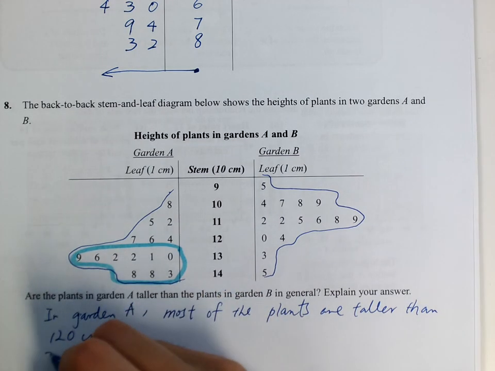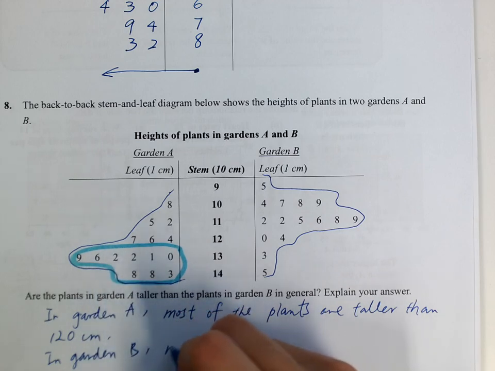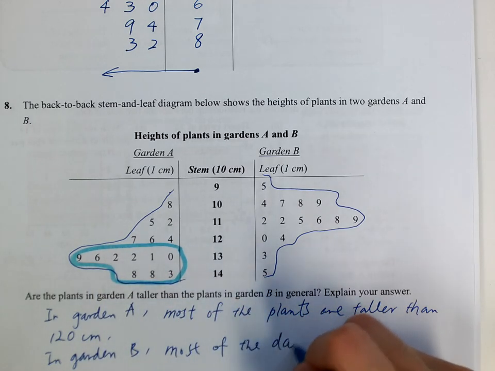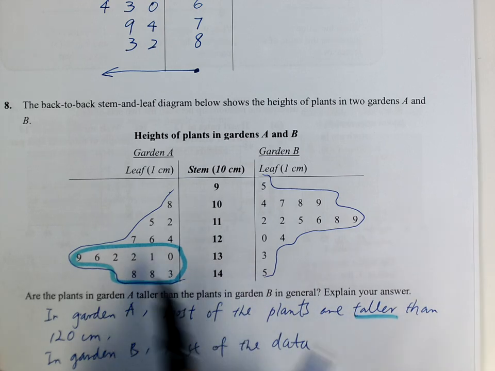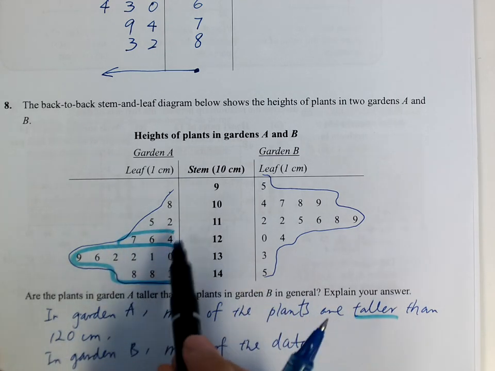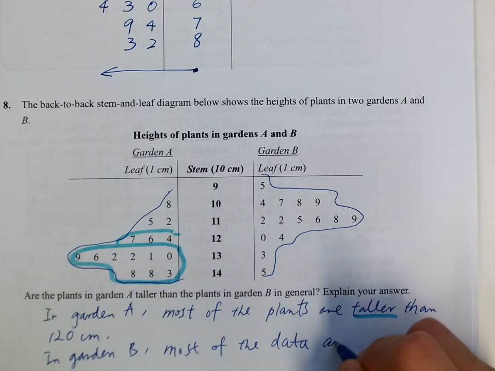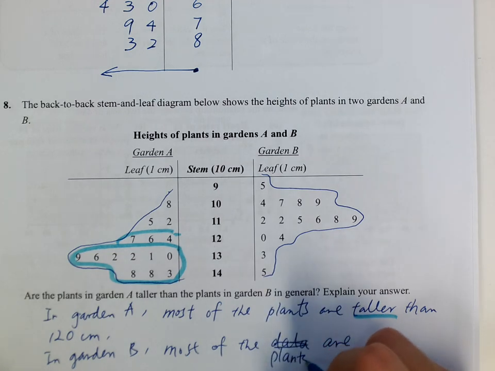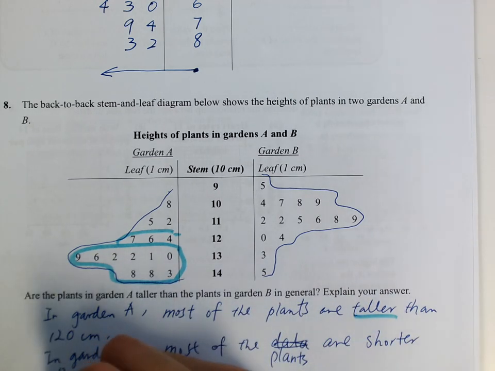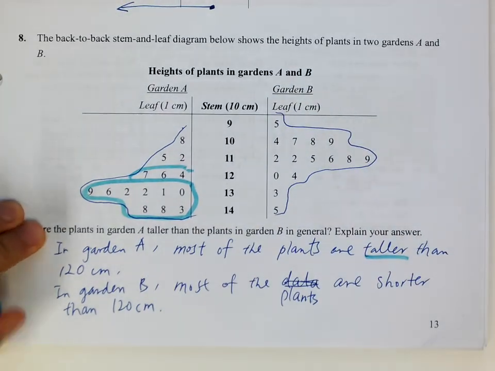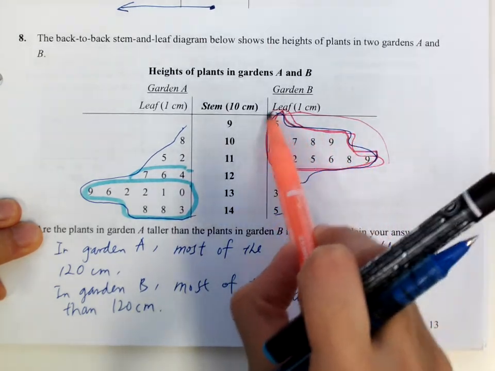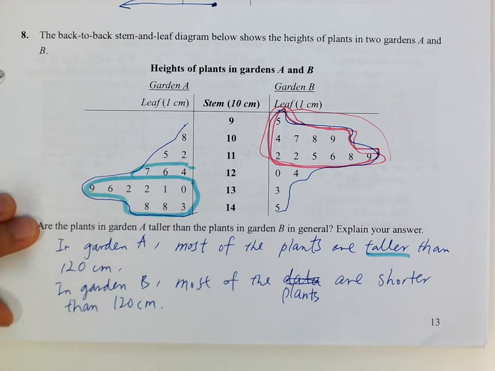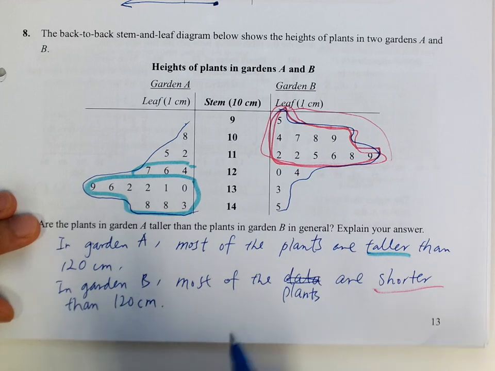And for Garden B, most of the plants are shorter than 120 cm because you can see more data in this area, which is shorter than 120. Okay, so can you now make a conclusion for this question?